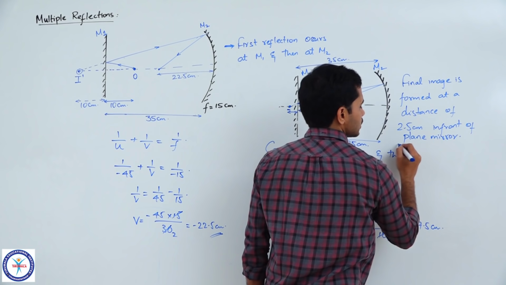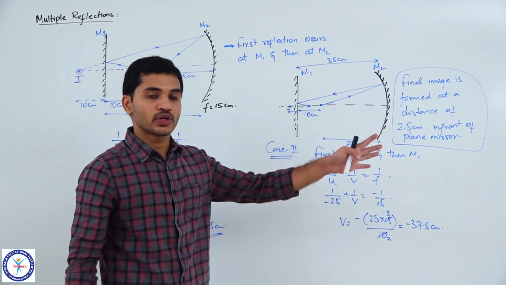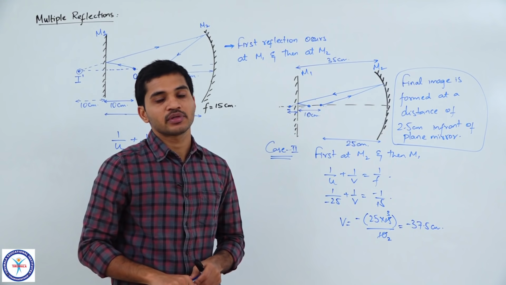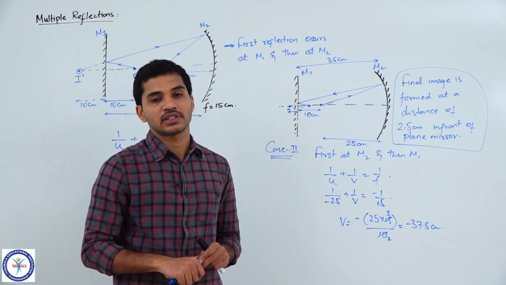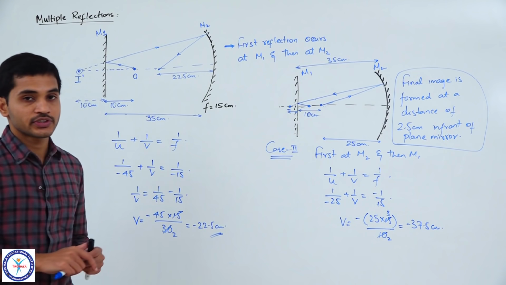So, that is the idea. In whichever case they give you, whichever is the first reflection, first write the equation for that and take the image, and that will act as the object for the second mirror, and then you can write the formula for the second mirror also. So, that is the method which we will have to use. I hope this is clear.